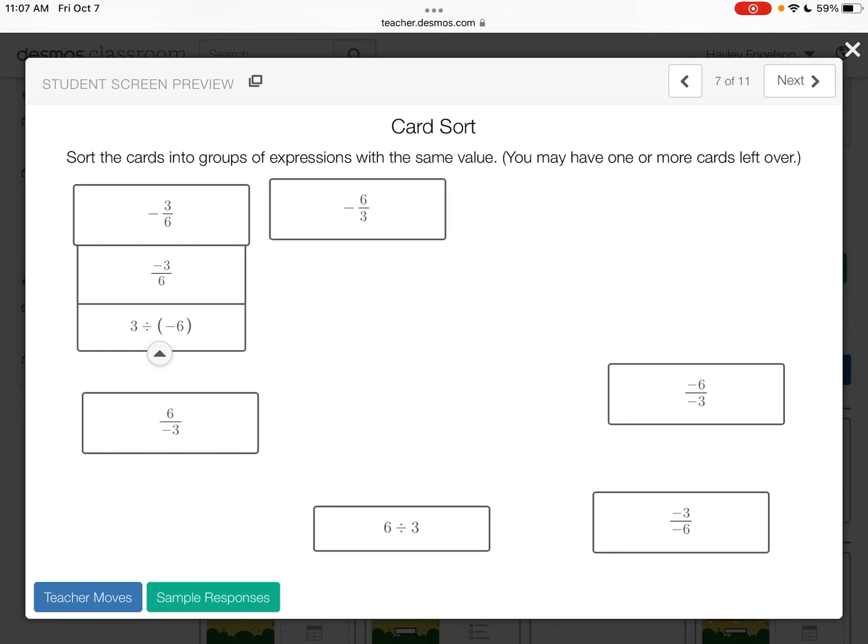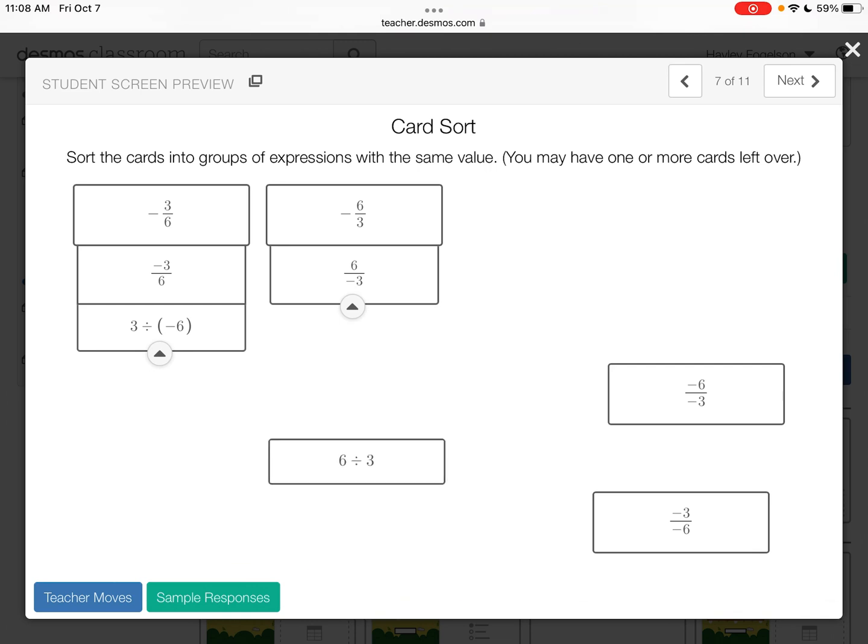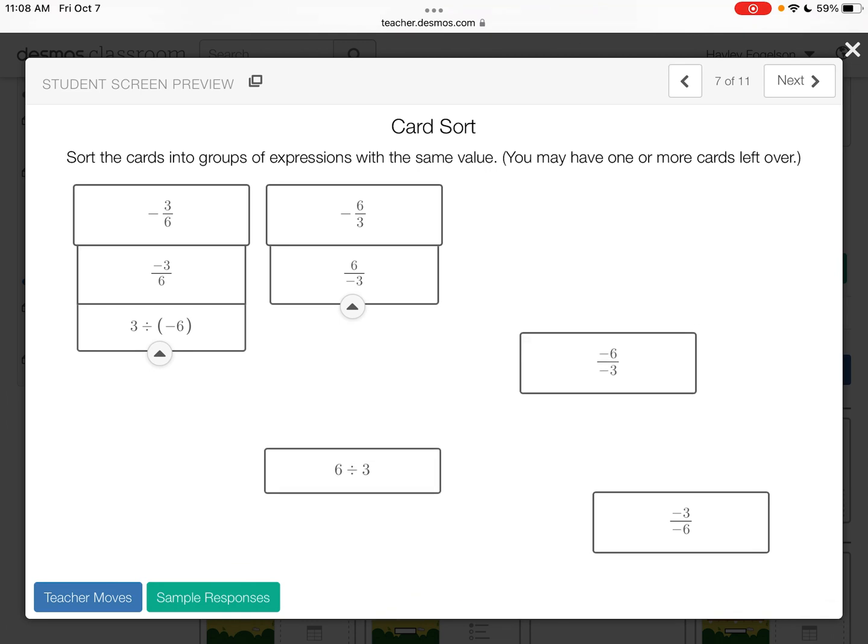So now let's take a look at the next one, negative 6 over 3. So this 6 over negative 3 would work because, again, it doesn't matter which number you make negative as long as one of them is negative. This one doesn't match because they're both positive. And this one doesn't match because they're both negative, and we know negative divided by negative is a positive. So none of those work. And then negative 3 over 6 is not the same thing, so that one does not work.